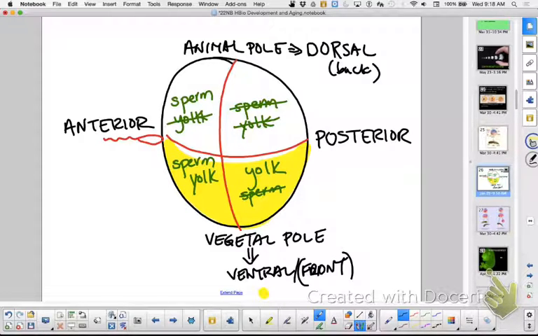Cleavage or cytokinesis will separate the ooplasmic female proteins differently, which will activate different genes, which will result in differentiation.